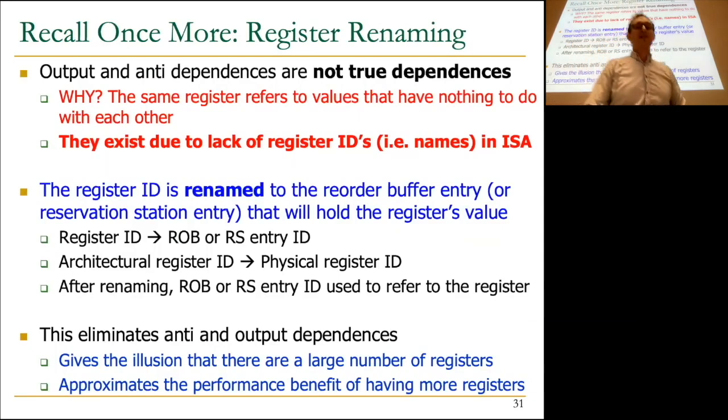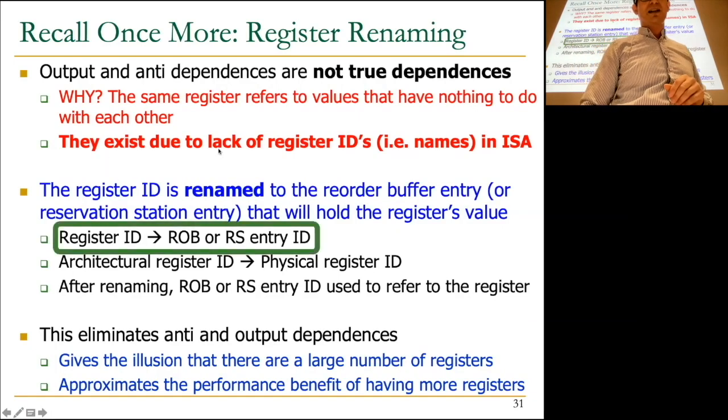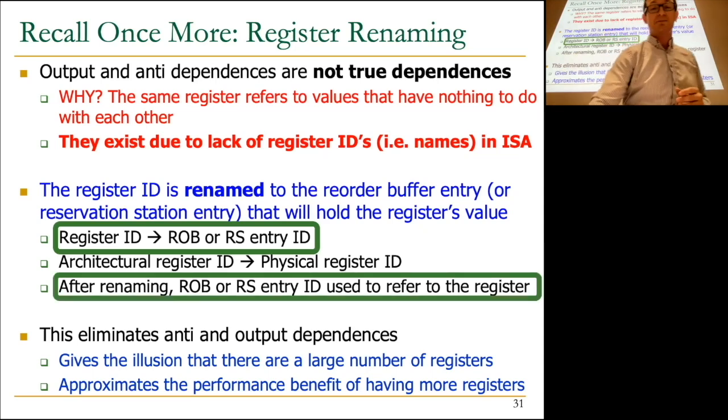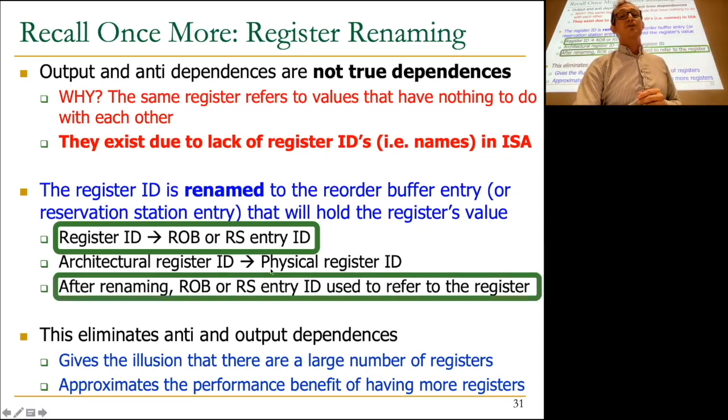Okay, so recall once more. We're going to rename registers, basically. I've already gone through this slide multiple times. I'm not going to go through this. But basically, register ID is going to be renamed to reorder buffer ID or reservation station entry ID. For the rest of this lecture, I'm going to use reservation station entry ID, not the reorder buffer entry ID. After renaming, we're going to use the reservation station ID to refer to the register.